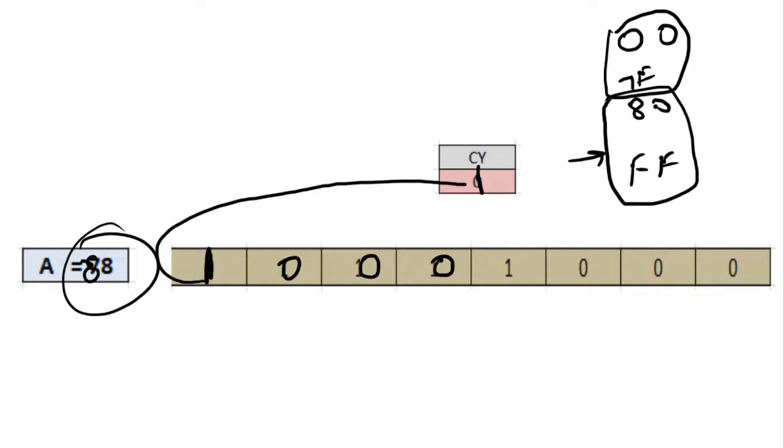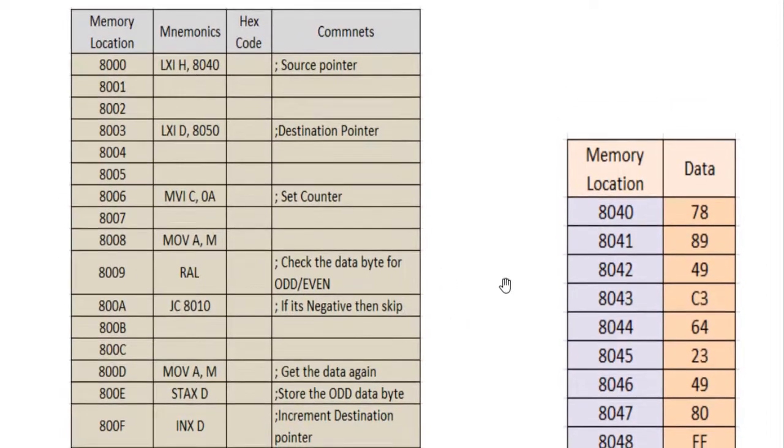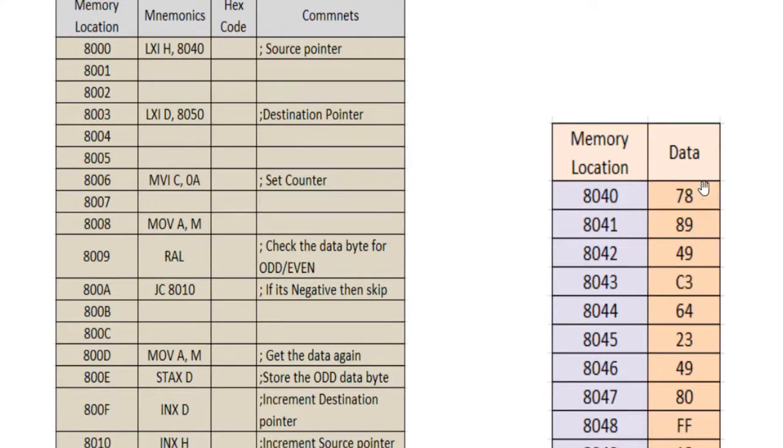When we are doing this memory operation, we need to store some data into the memory. I've just stored this randomly. At 8040 I have stored 78, then at 8041 we will store 89, and so on. We will store some different numbers also. We need to store some numbers which are less than 80 and some which are more than 80, or maybe equal to 80.